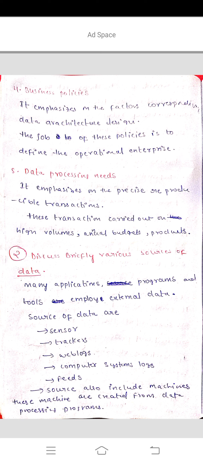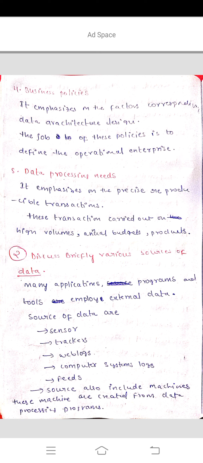So the fourth one is business policies. It emphasizes the factors corresponding to data architecture design. The job of these policies is to define the operational enterprise data processing needs. It emphasizes precise, reproducible transactions. These transactions are carried out on high volumes, annual budgets and products. So this is about the first question. Now let us see the second question.